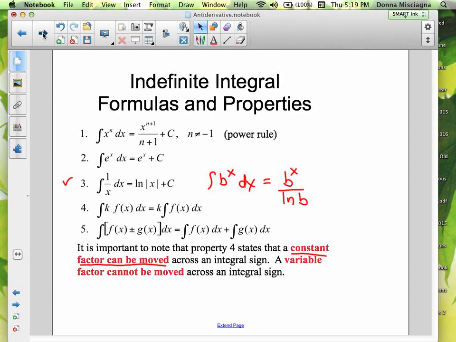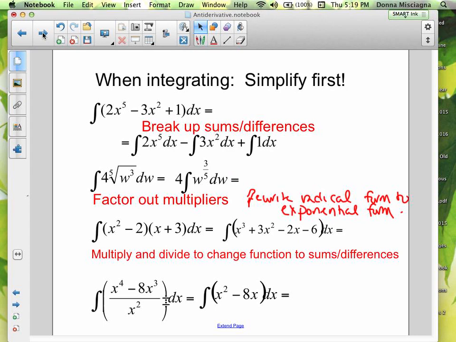When you're taking the integral, simplify first. When we were taking derivatives, we had a product. We had 2 ways. We could use the product rule, or if the product wasn't too difficult, we could multiply first. You don't have 2 rules here. Actually, you have no way to deal with a product whatsoever. So when integrating, simplify first. You can break up sums and differences. You can factor out multipliers. It often makes it easier just to get rid of it, not worry about it. Put it in front, and then just deal with what you have there.